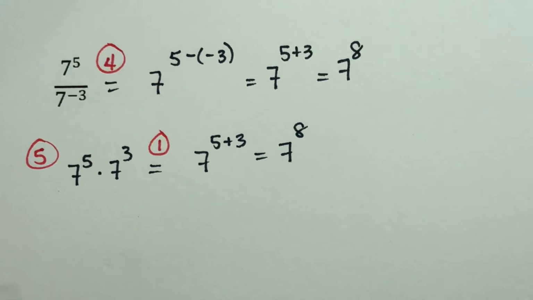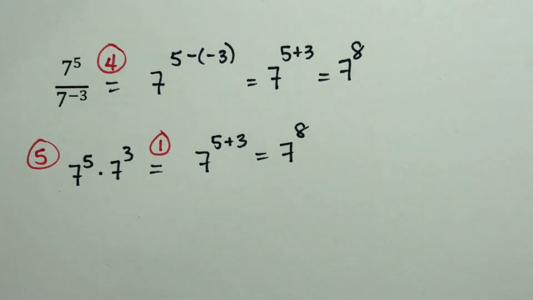This is what I mean by you'll often have several potential first steps and you'll end up with the same answer. All these properties are interrelated. They all come from the definition of exponents. And you'll find this kind of thing a lot.